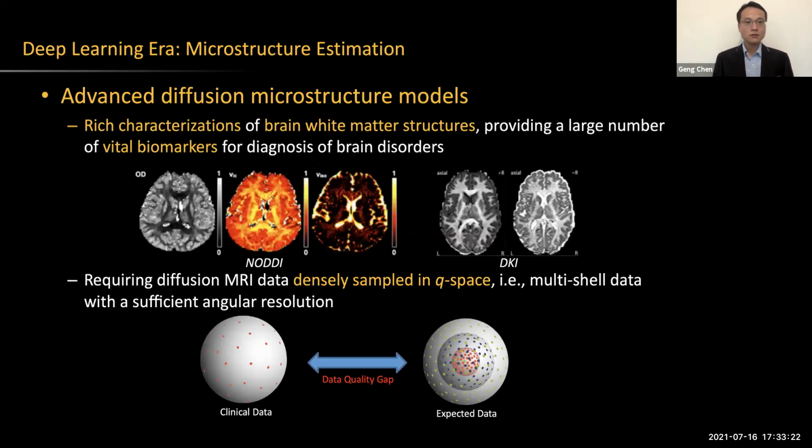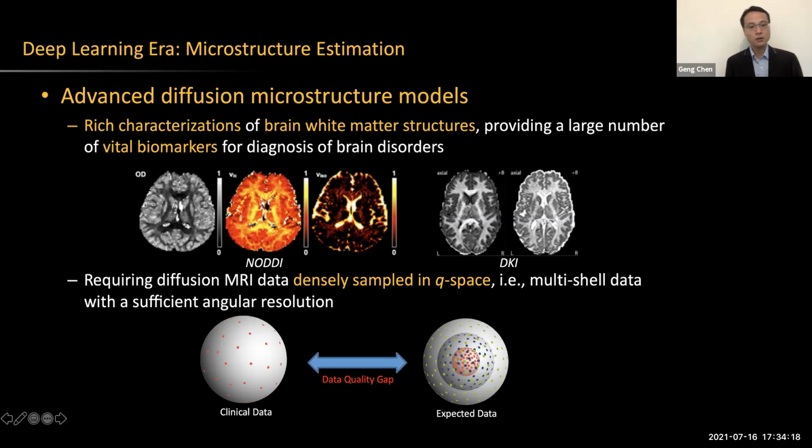Okay, so then we come to the deep learning area. This is our third work, on microstructure estimation. As mentioned before, microstructure indices are very important for the clinical setting, and in particular some recently proposed advanced diffusion microstructure models are able to provide rich characterizations of brain white matter structures, which will eventually give a large number of vital biomarkers for the diagnosis of brain disorders. Here I show two examples of microstructure models. First is NODDI, and these are the corresponding microstructure index maps given by the NODDI model. Another model is DKI.